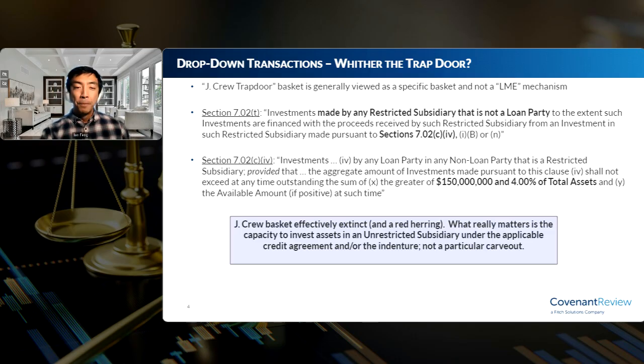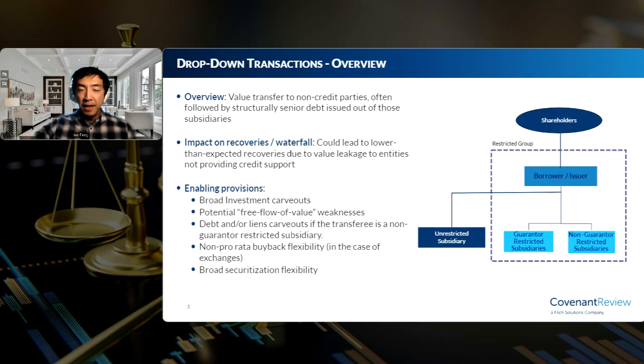What does that mean? Well, it basically means that if you have an entity within your restricted group, and I'm going to just go back a second to the prior slide, within this dashed line, we have the medium blue color of borrower issuer, and then the two light blue ones of guarantor restricted subs and then non-guarantor restricted subs. And we're talking about the non-guarantor restricted subsidiaries. So these are entities that are within the restricted group, meaning that they are subject to the negative covenants. They are supposed to comply with the limitations imposed by negative covenants, affirmative covenants, and other terms in the credit agreement or indenture. However, they are not providing direct credit support.